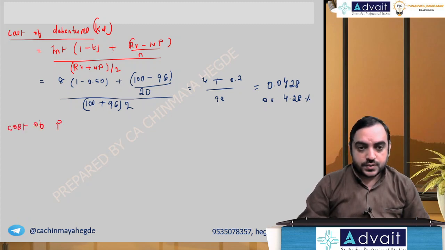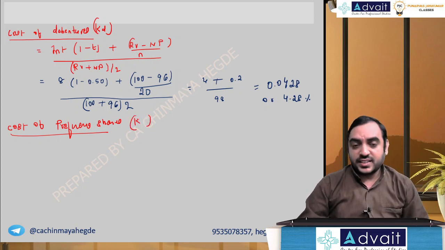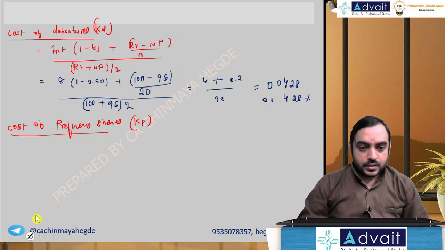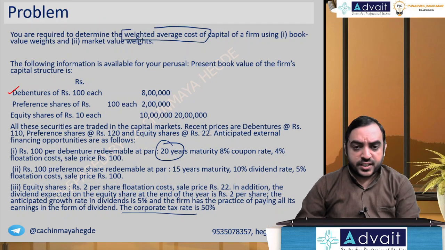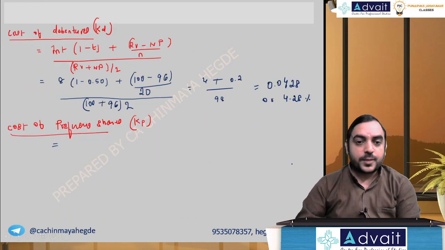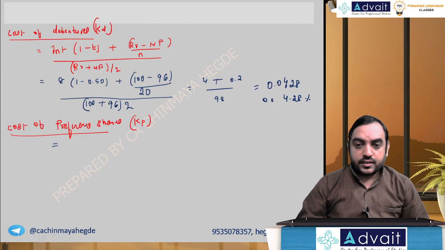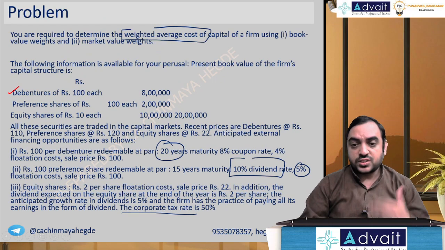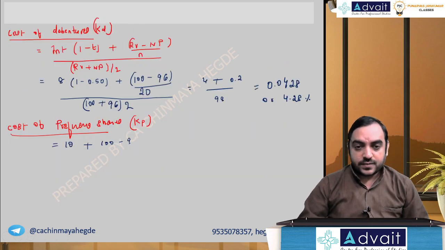Cost of preference shares, Kp. Same formula, only thing is 1 minus T will not come, so I will not repeat the formula. For preference shares, the dividend coupon rate is 10% and they have 5% flotation cost. Coupon rate 10%, that is 10. 1 minus T will not come. Plus redeemable at par 100 minus flotation cost 5%, so you will have 95.